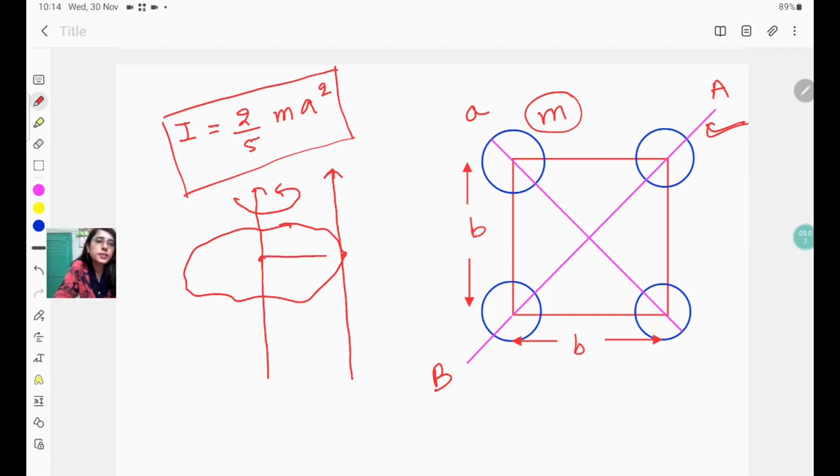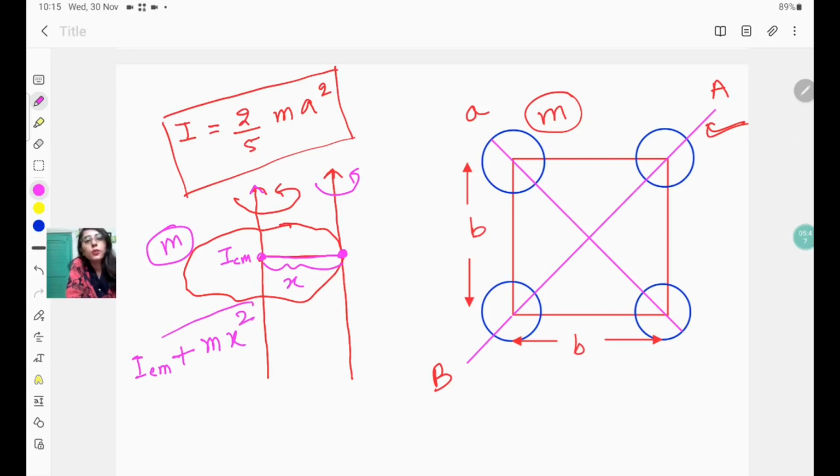Suppose the distance between these two axes is x, the mass of the body is m, and ICM is the moment of inertia about the center of mass. Then the moment of inertia about this axis is ICM, that is the moment of inertia of the body about the axis passing through the center of mass, plus mass times the distance between these two parallel axes squared, that is x².